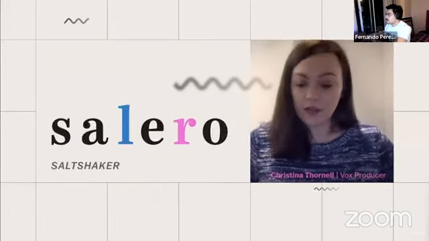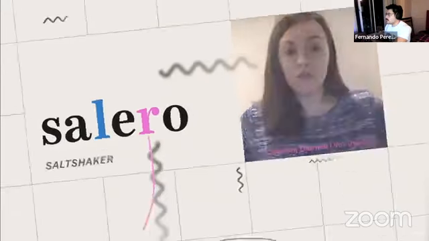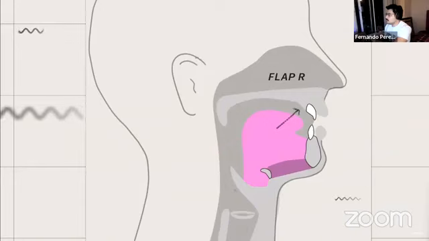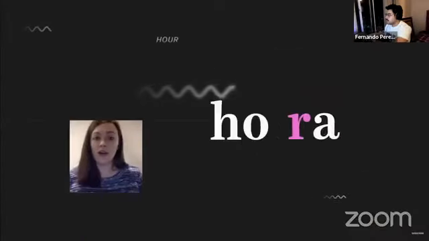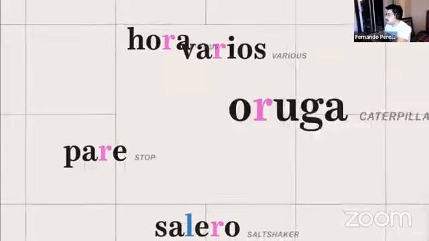they seem like pretty different sounds. It might help to look at Spanish. Say the word salero. Salero, salt shaker. This R is made with a flap of the tongue on the ridge behind the front teeth. That's not too far away from where the L is pronounced. Salero, hora, varios, oruga, pare.